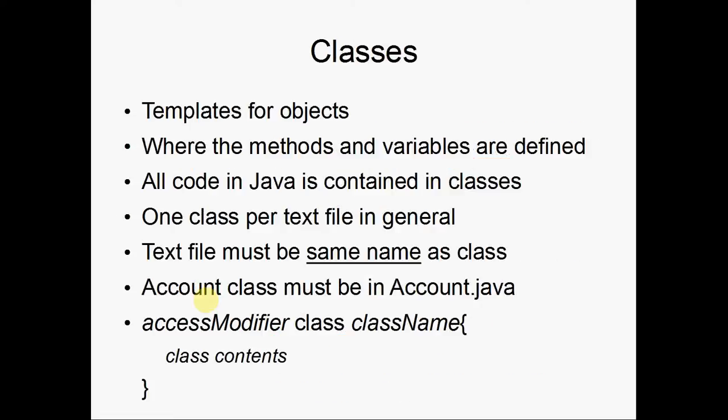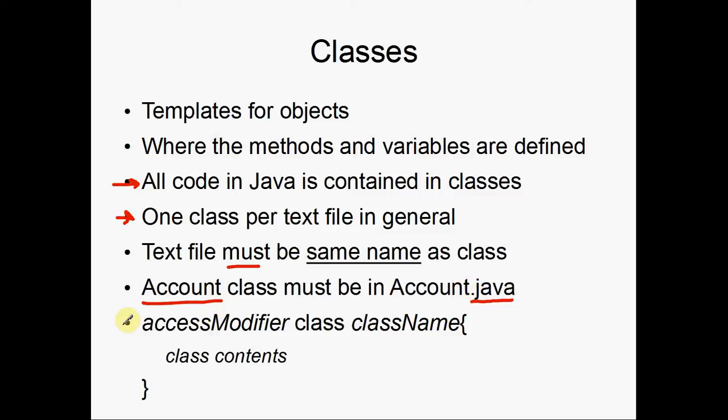So now that we know what objects are, you might be wondering, what are classes? Classes are simply templates for these objects. This is where the methods and variables are defined. All code in Java is contained in classes. One class per text file in general, also. This is also critical so your program can work: the text file must be the same name as the class. So if we have a class called account, it must be inside account.java.